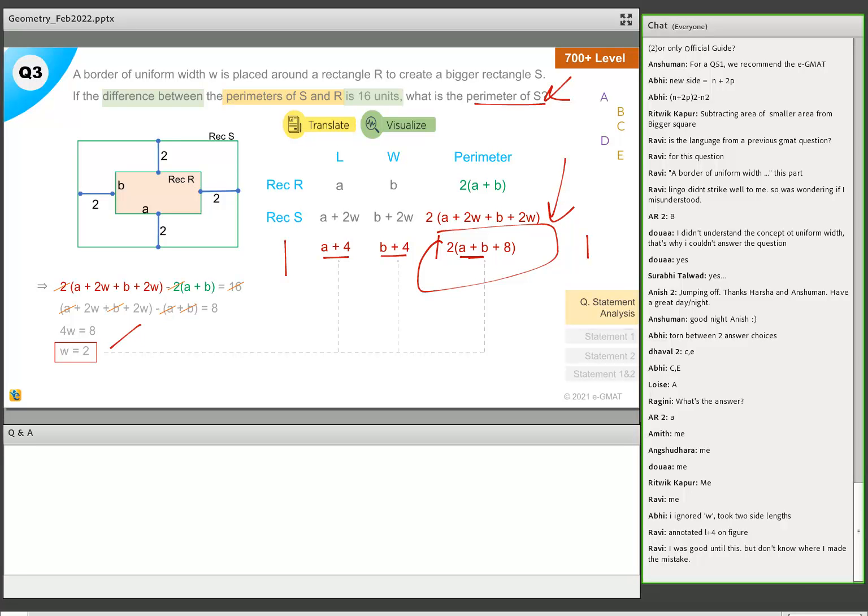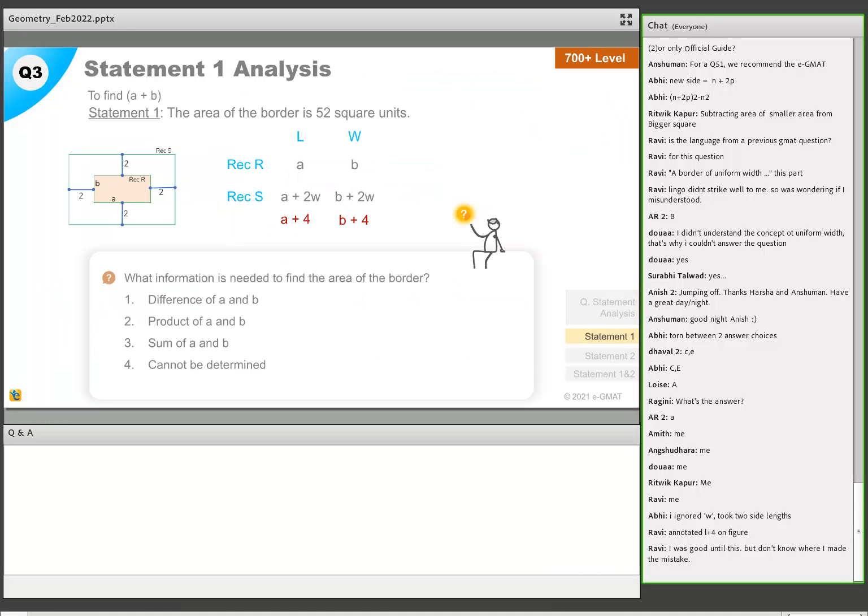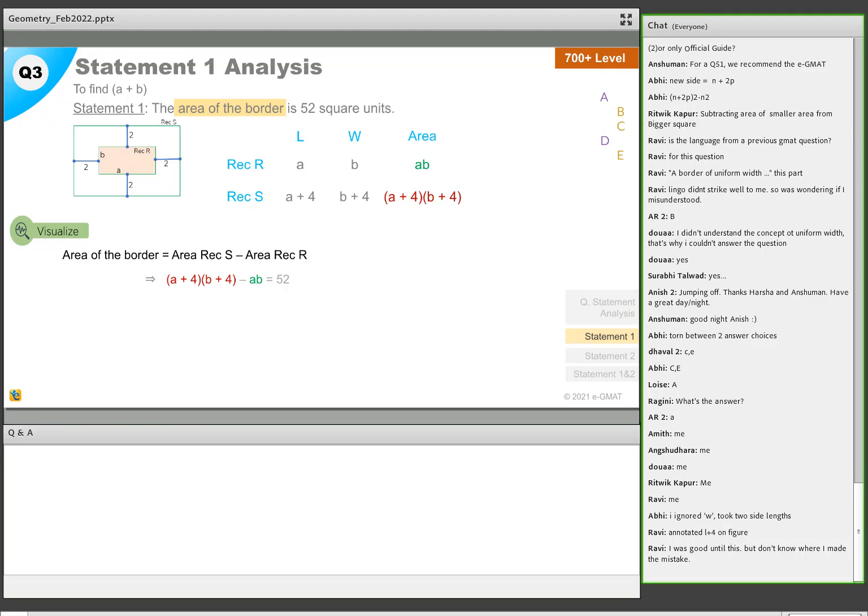So if this is clear, now let's go to statement 1, right? Because now you know exactly what you need to find. That's this 2 into a plus b plus 8. If you find a plus b, your problem is solved. Now, we have already discussed this, right? Which information is needed to find the area of the border? I think this point we have already discussed. Let's just move on. Let's go to statement 1.